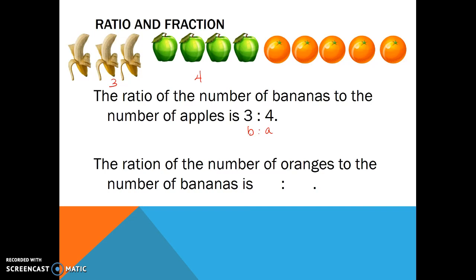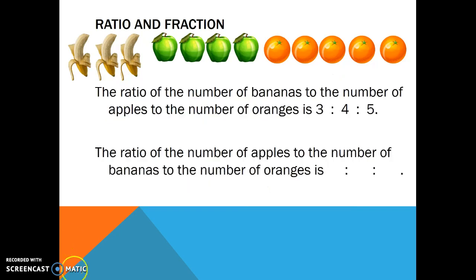So that's my top sentence. Okay, now let's look at the ratio. Oh, I have a spelling error. Sorry, guys. The ratio of the number of oranges to the number of bananas. Now I want to go oranges to bananas, and you can see we have 5 oranges on our screen, right? So I'm going to write 5 to 3. So the ratio of the number of oranges to the number of bananas is 5 to 3. Okay, now we're looking at the ratio of the number of bananas to the number of apples to the number of oranges. We had 3 bananas, 4 apples, and 5 oranges, so our ratio is going to be 3 to 4 to 5.